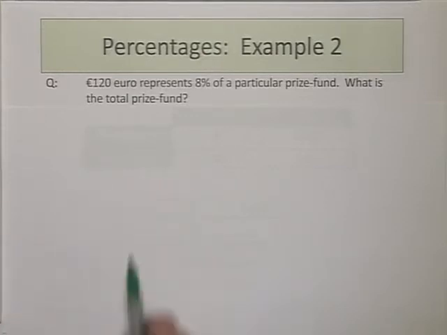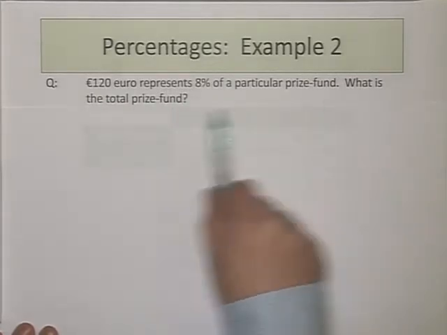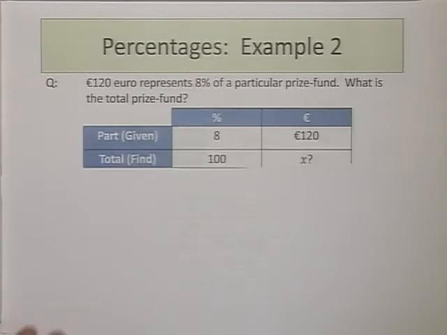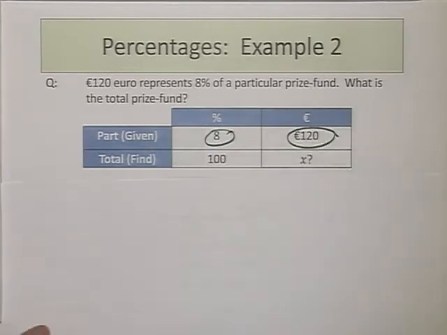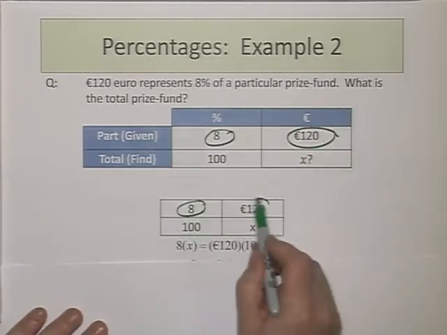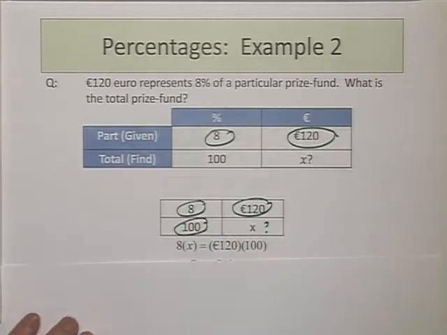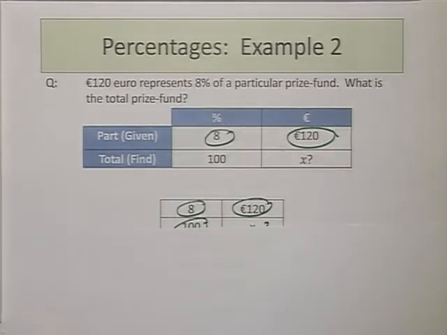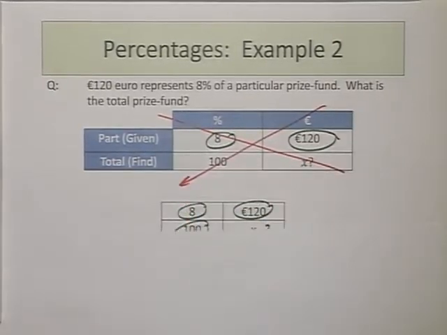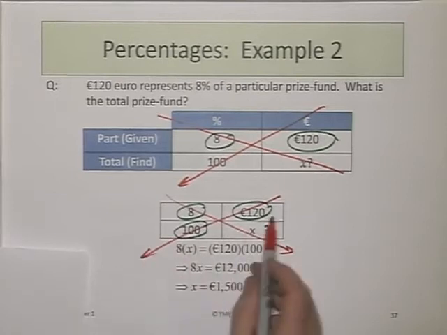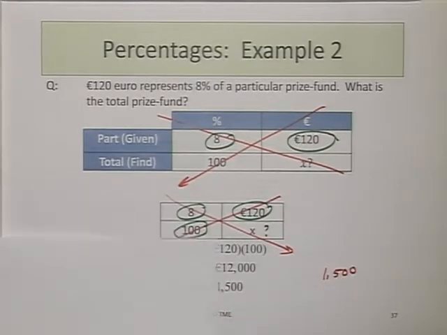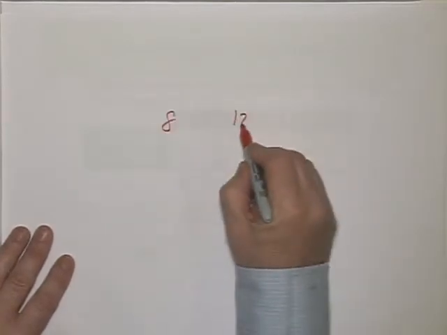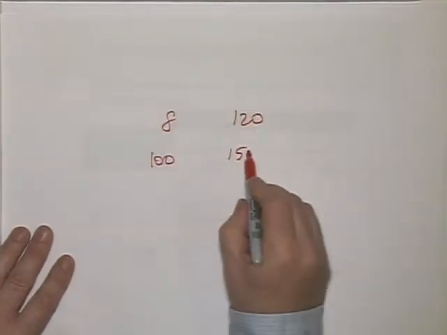Percentages, example 2. €120 represents 8%. What's the total prize fund? Well, if I draw the boxes here, 8% is 120. Or in its simplest form, 8 is to 120 as 100 is to what? It's the same standard as always. 8x is 120 times that. 8x is 12,000, x is, divide one by the other, x is 1,500. And we say 8% was 120, 100% is 1,500.